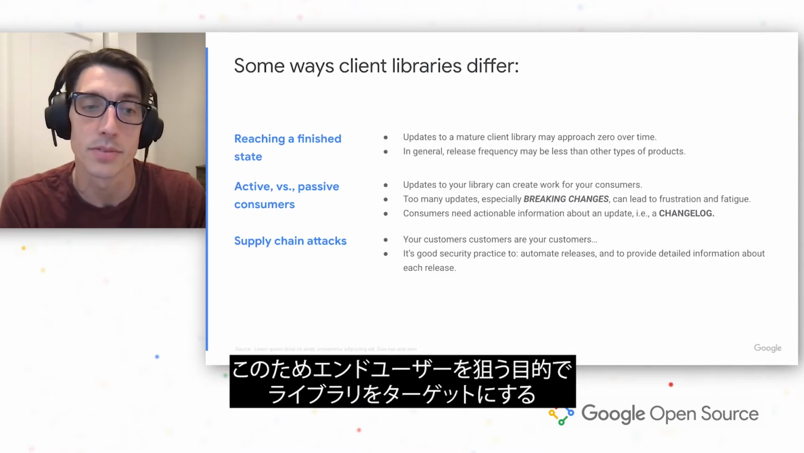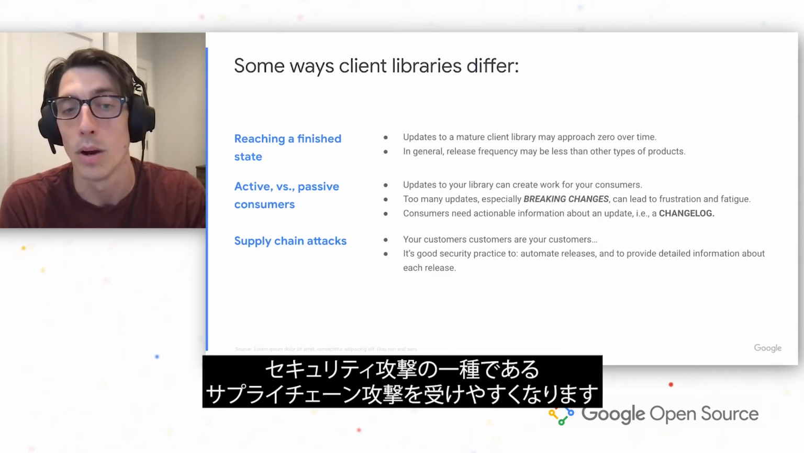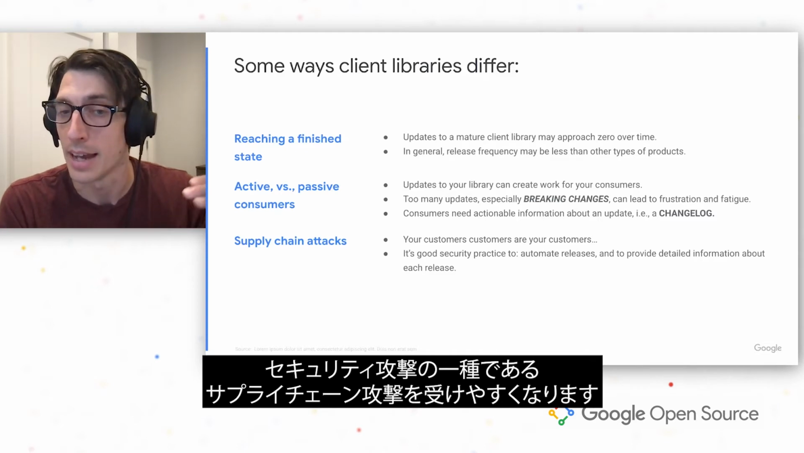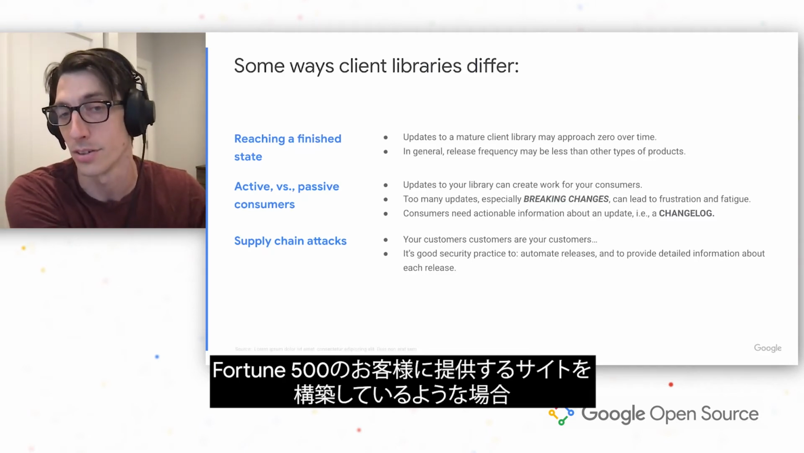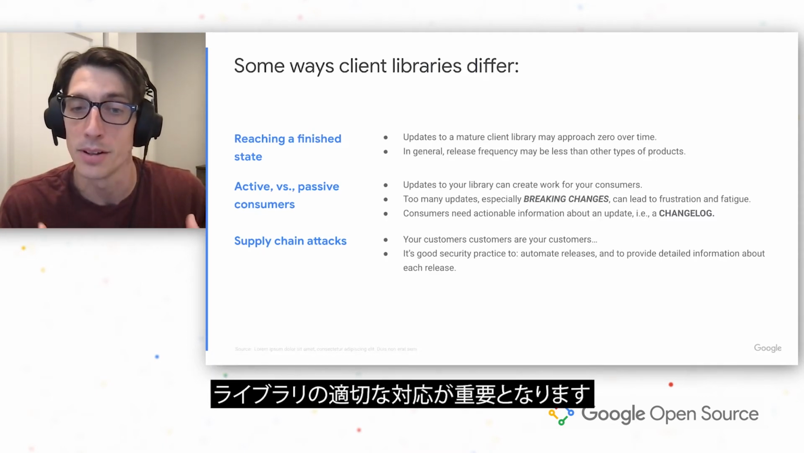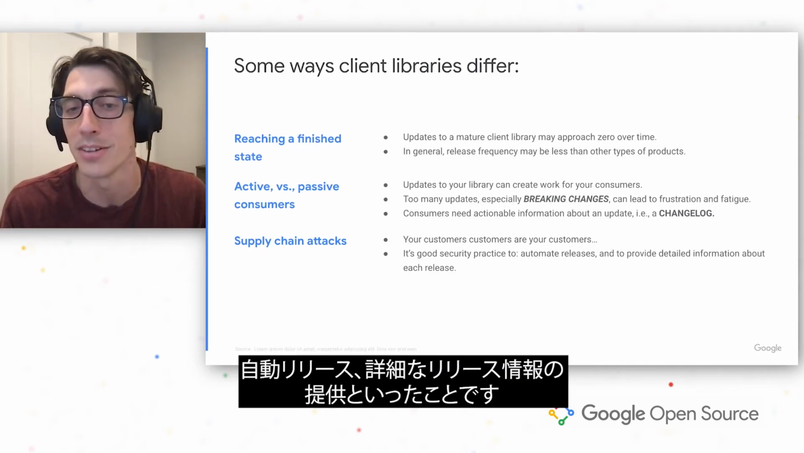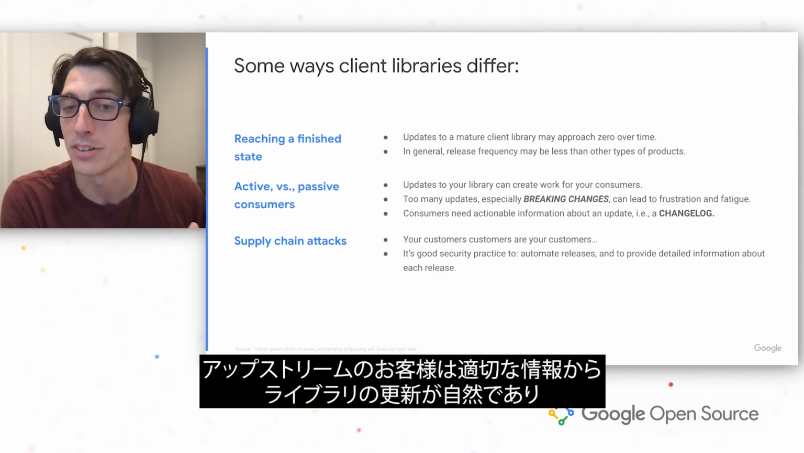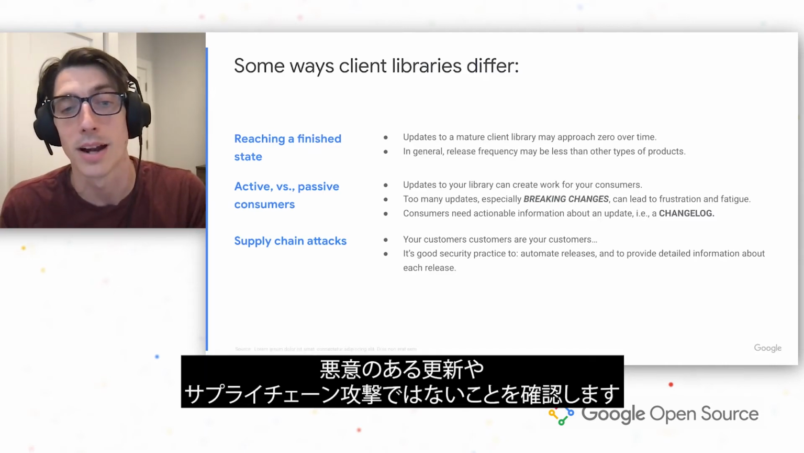This makes libraries fairly susceptible to a type of security attack called a supply chain attack, where someone can target your library in an effort to target the end user of that library. So say that you are releasing a library that's in turn used by someone to build a site that's delivered to a Fortune 500 customer. It's important that your library follow good practices such as automated releases, providing detailed release information, such that there's actionable information for the upstream consumer to make sure that this is an actual update to your library and not perhaps a malicious update to your library in some sort of supply chain attack.